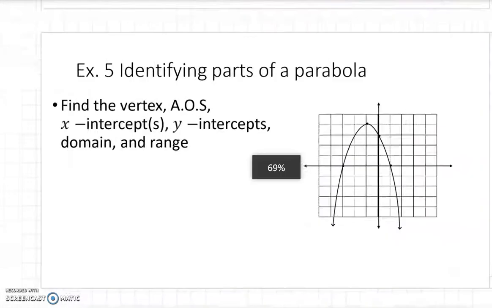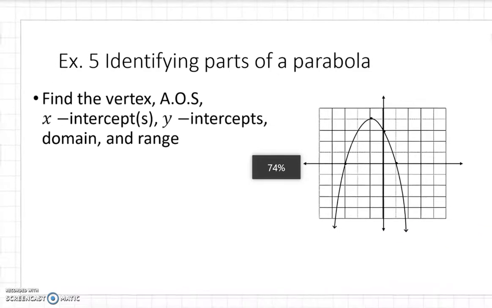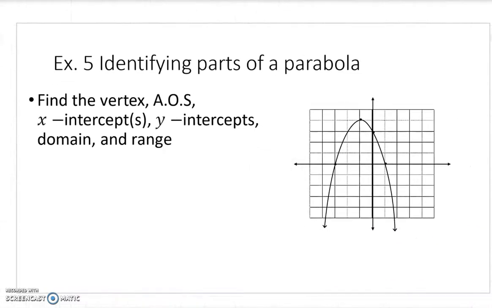All right, identifying parts of the problem. A lot of this we've already talked about, but get this down in your notes. The first thing is the vertex. Our vertex point is the maximum or the minimum point. In this graph, this would be the vertex. Draw this example in your notes. This all needs to be included.